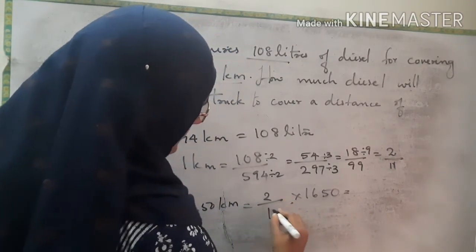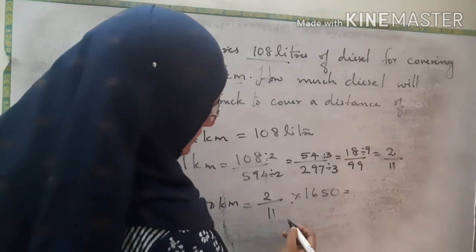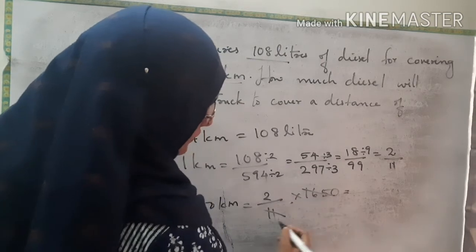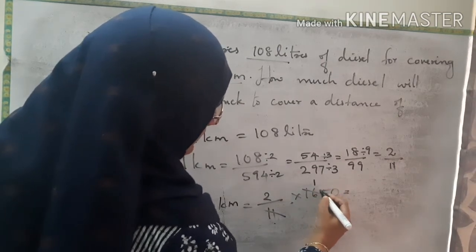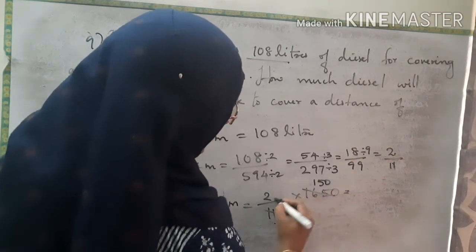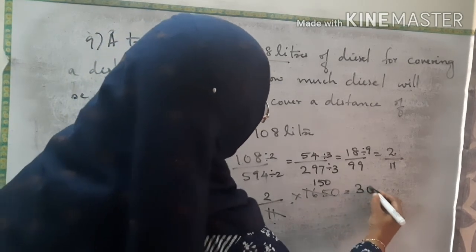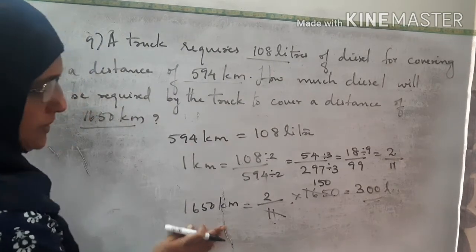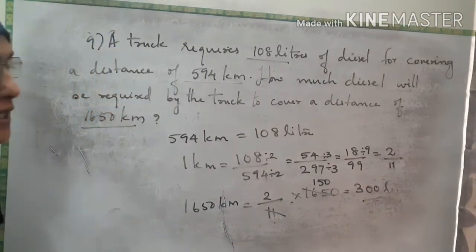So 2 by 11 into 1650. So you can divide 1650 by 11, it is 150. So 150 into 2, 300 liters. For this much distance you need 300 liters of diesel.